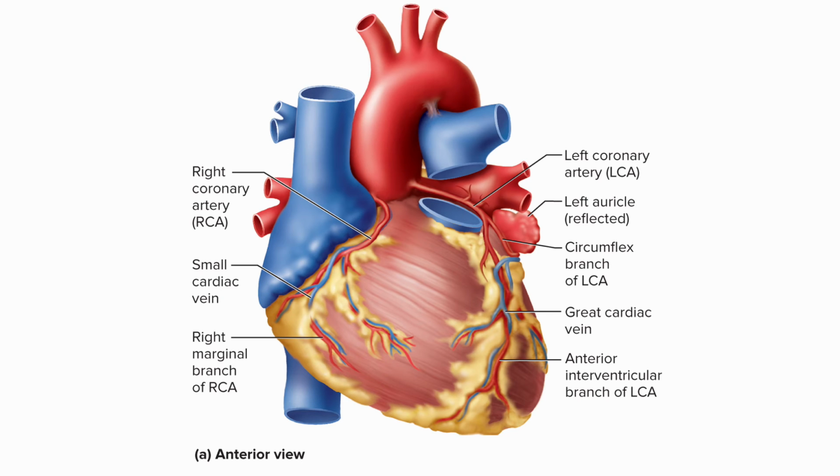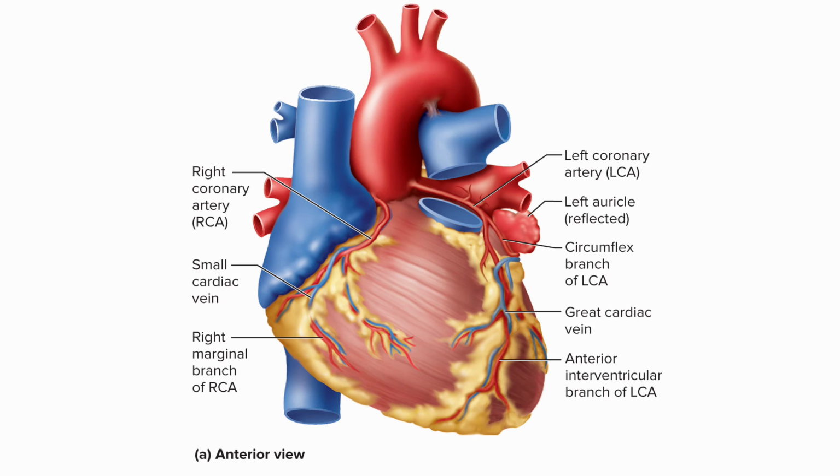So again, an anterior view of the heart with a little bit of the pulmonary trunk removed so that you can actually see the coronary arteries. I would argue some fat has been dissected as well, because usually there's a lot of fat deposited around those arteries.